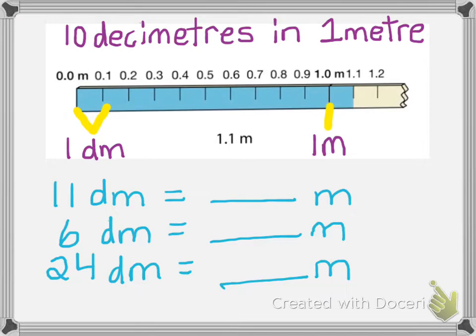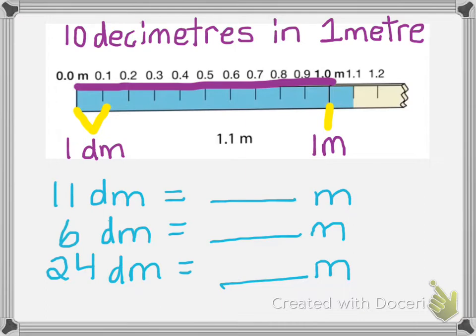Sorry. So now we're going to look at just converting a little bit. We know that there are 10 decimeters in a meter. We learned that a long time ago when we did our measurement unit, and we can see on this measuring tape 1 decimeter is just that little one between 0.0 and 0.1. 1 meter would be 10 of those decimeters all together. So the 1 meter actually spans from here all the way to here. That's 1 whole meter. So now we want to look at converting.